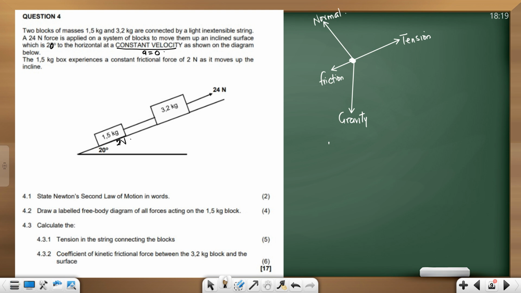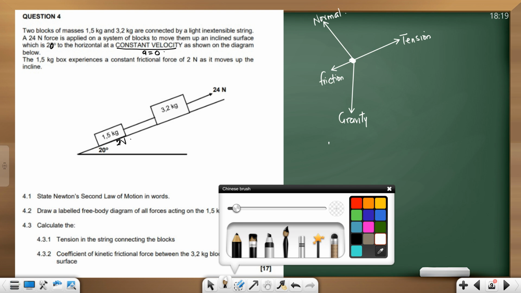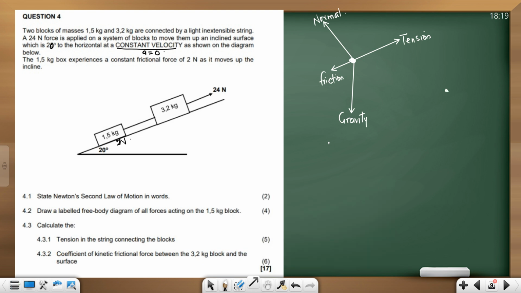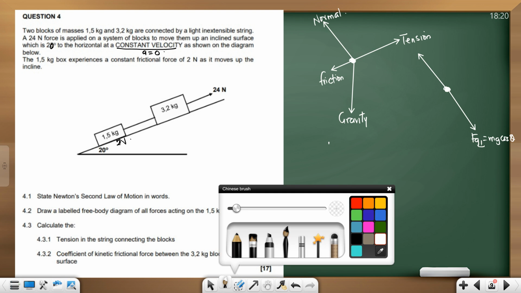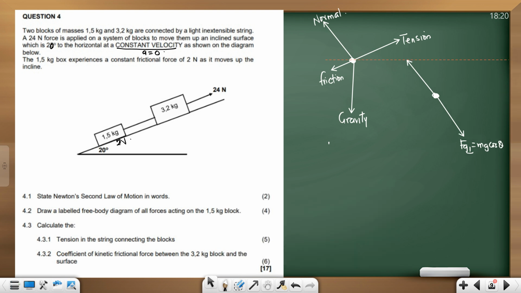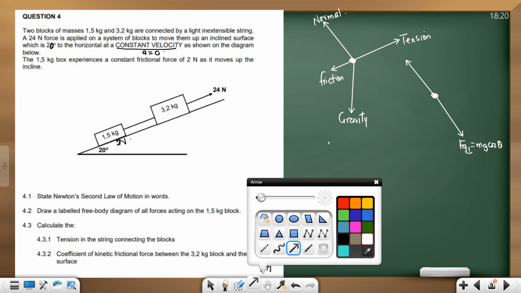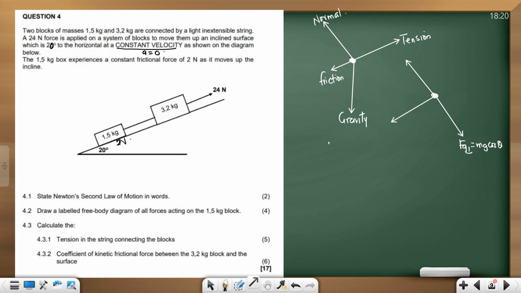But remember what we said. Don't leave without quickly drawing what will help you to calculate. Our normal is going to go that way. FG perpendicular would go that way. That's very, very important, my dear learners. FG perpendicular, which is mg cos theta. Now, FG parallel. Parallel must always be down, but parallel to the surface. The surface is that way. So, FG parallel, which is mg sine theta.